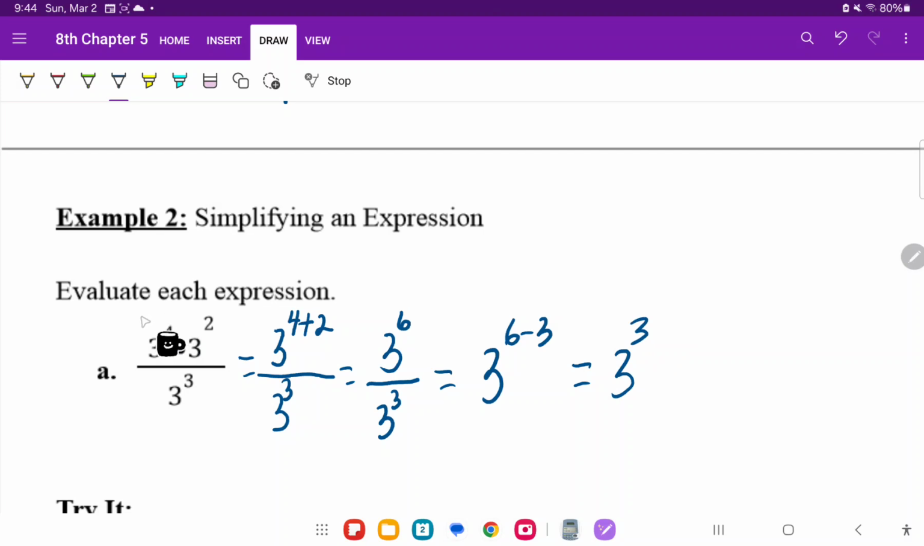Notice it's kind of like there's almost like parentheses around this, where you have to do the top, then you can include it with the bottom. Okay.